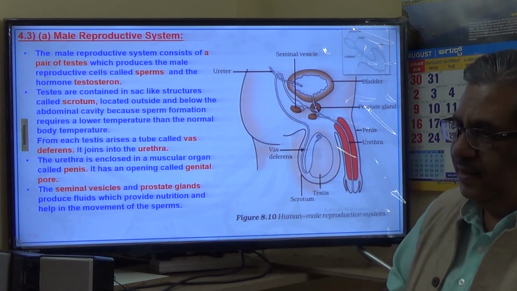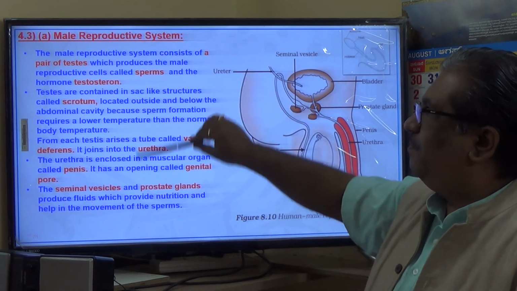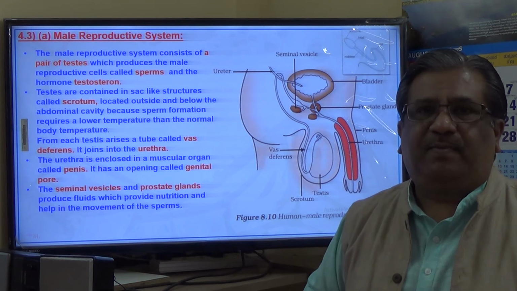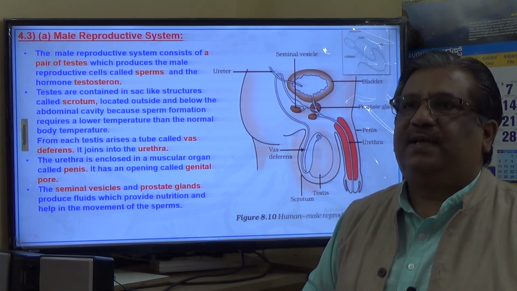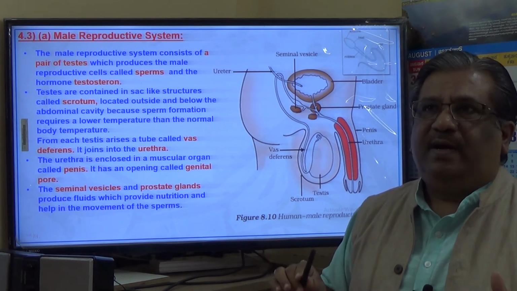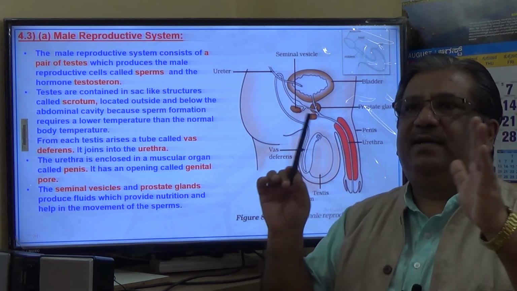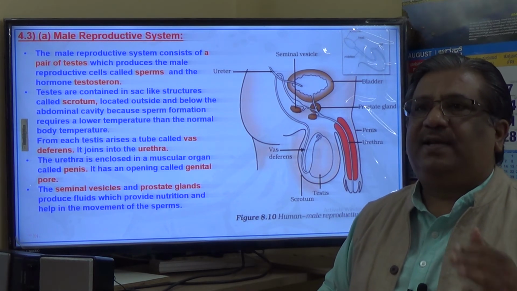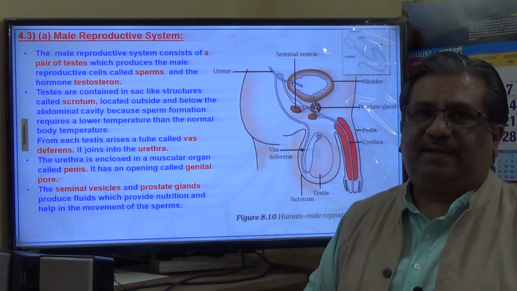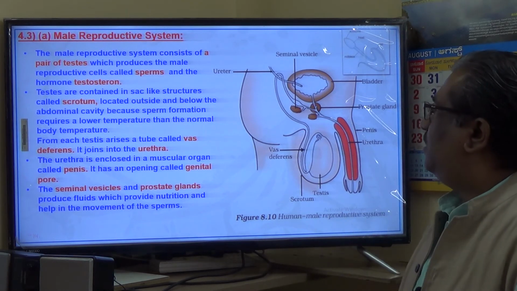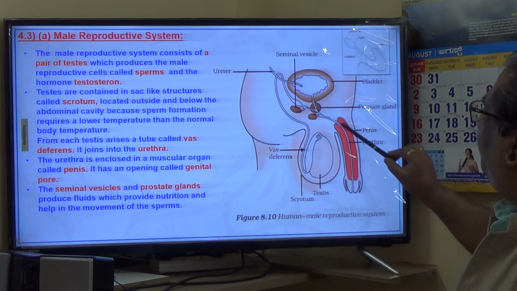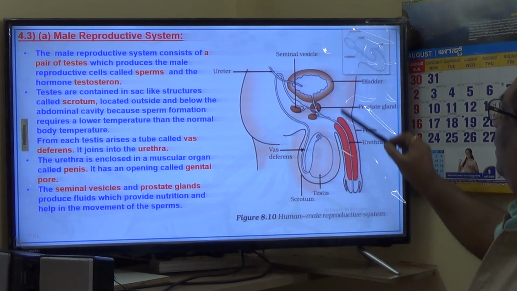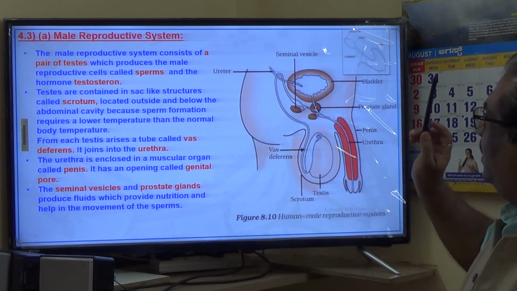Next couple of parts are male reproductive system and female reproductive system. Most important is the diagram, understanding of the different parts of the organ system and what are their functions. Very important to know. So this is the human male reproductive system, and let us try to understand the diagram first.